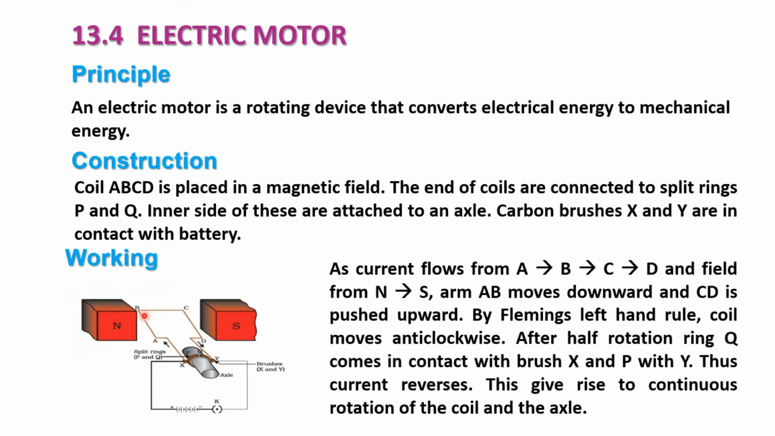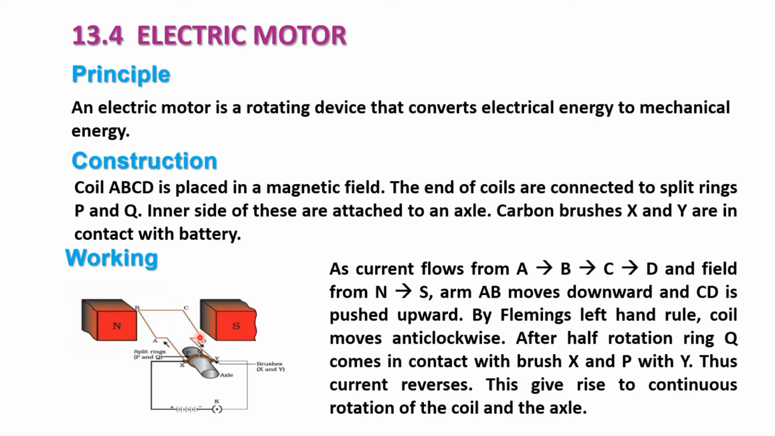Arm AB moves downward and CD is pushed upward. How are they pushed upward and downward? It is by Fleming's left hand rule. The coil moves anti-clockwise. After half rotation, Q will come in contact with brush X and P will be in contact with Y. Thus, the current reverses. This gives rise to continuous rotation of the coil and the axle.